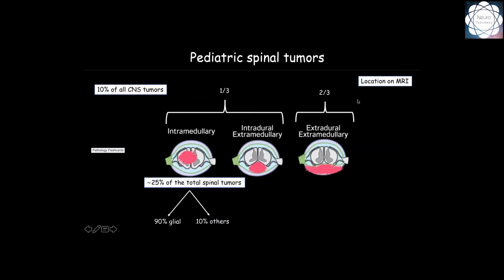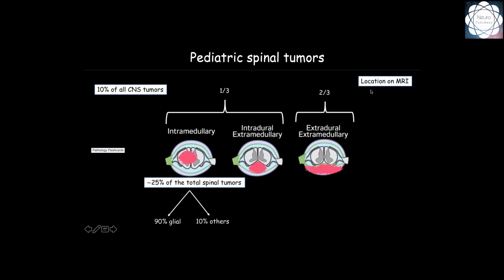Regarding the location of spinal tumors in general, 2/3 of cases are located in the extradural space and 1/3 in the intradural compartment, and specifically intramedullary tumors account for 25% of total spinal tumors, and most of them are of glial origin. Overall, 10% of all central nervous system tumors are located in the spinal cord.